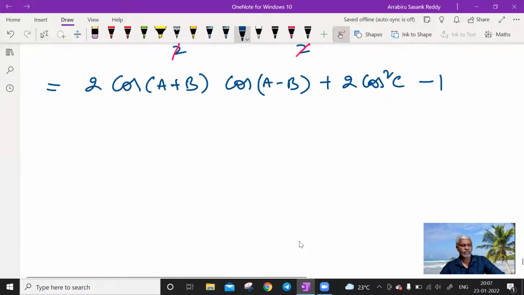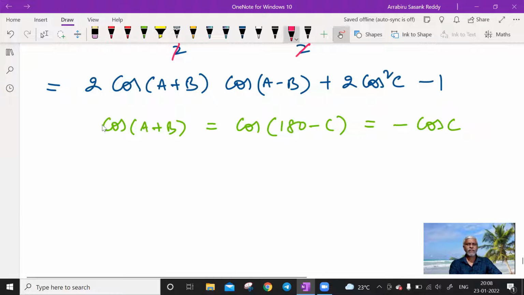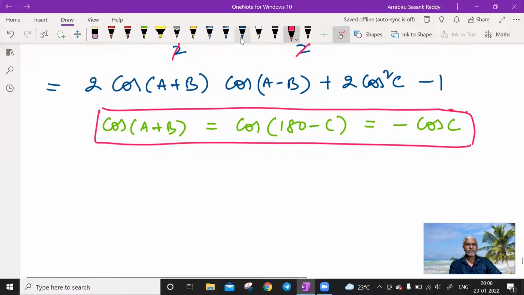Now let us convert cos (A plus B). ABC are angles in a triangle, A plus B plus C is 180. So A plus B is equal to 180 minus C. So cos (180 minus theta) is minus cos theta. So write minus cos C in place of cos (A plus B). Cos (A plus B) will be minus cos C.